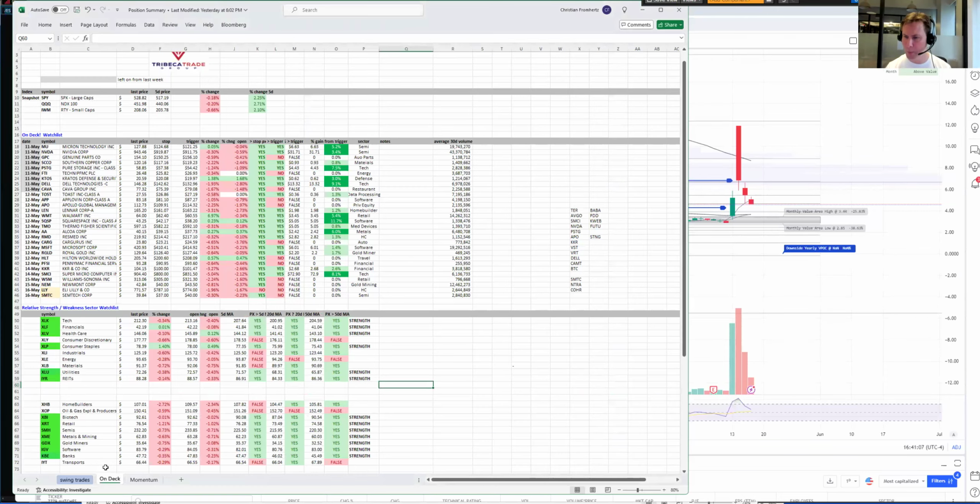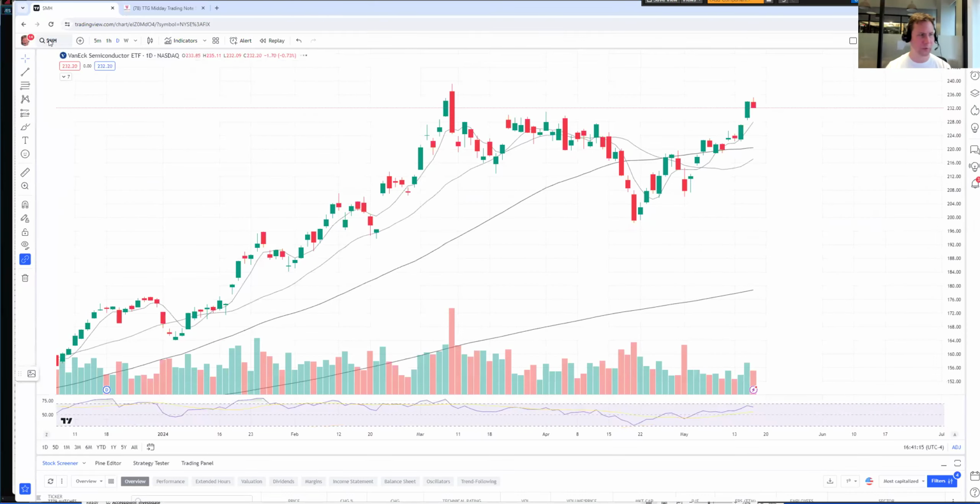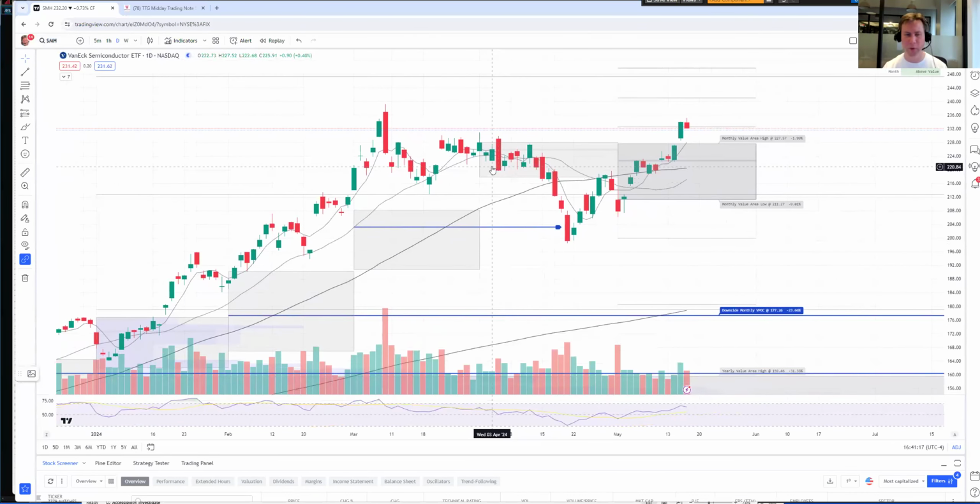All right, a couple other names that I wanted to mention. The semi group. We talked a lot about the semiconductors yesterday. Let's revisit this. I actually had some calls left over that were expiring tomorrow, and it's also options expiration tomorrow. So we always get a funky day with options expiration, but there's nothing wrong with this semi chart either, right? It just might come in and back and fill a little bit.